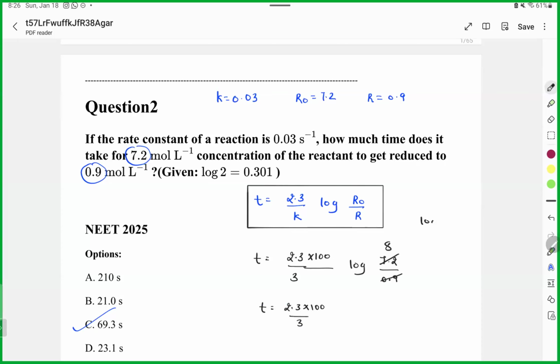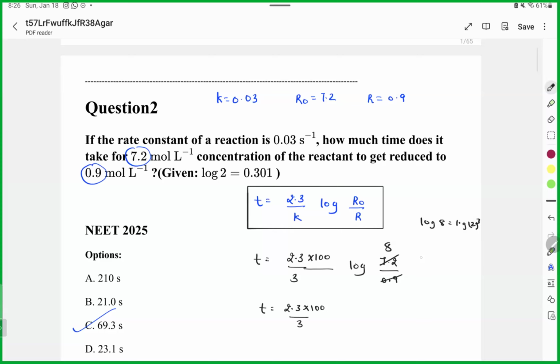Can you write log 8 as log 2 raised to power 3? Because it is still 8. And your power always comes to the front to multiply, so this will be 3 log 2. Any doubt? No, sir. So 3 log 2, value 0.3. 3 and 3 cancel. 2.3 multiplied by 0.3 will be 0.69. Multiply by 100, it is around 69. Any doubt? No, sir. Got it.